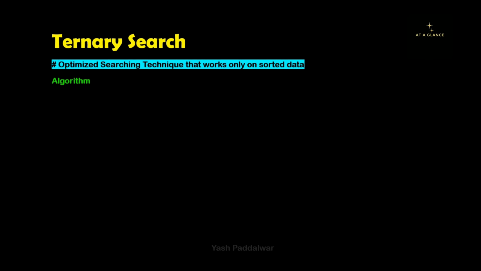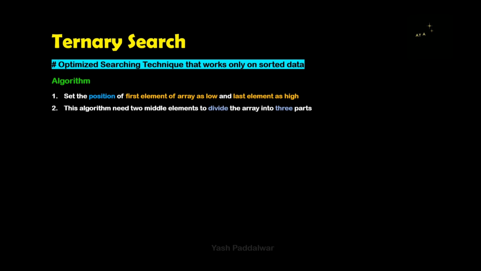Ternary search also works on sorted data. So let's have a look at the algorithm. The first step is to define the first element's position as low and the last element's position as high. The next step is to define two different middles. Name the first middle as middle 1 and the second middle as middle 2.